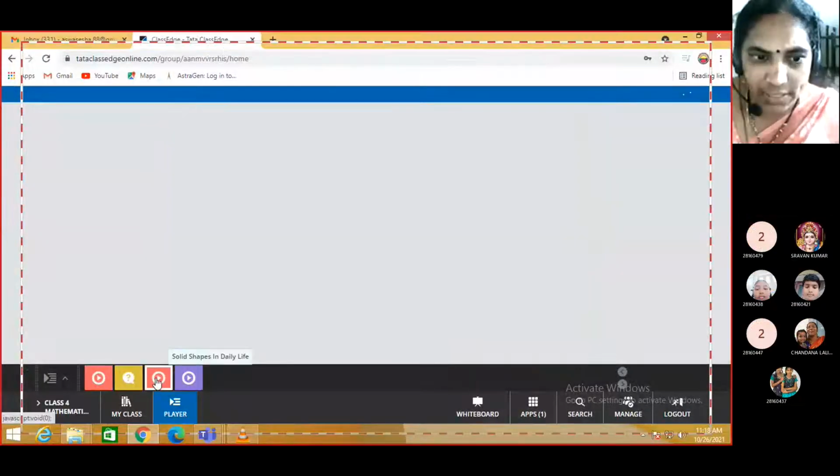Now, Pranav, can you give 2 examples for this cube? Examples for cube are Rubik cubes and dice. Yes, Rubik cubes and dice are the examples for the cube. Now let us see a video on this cube.